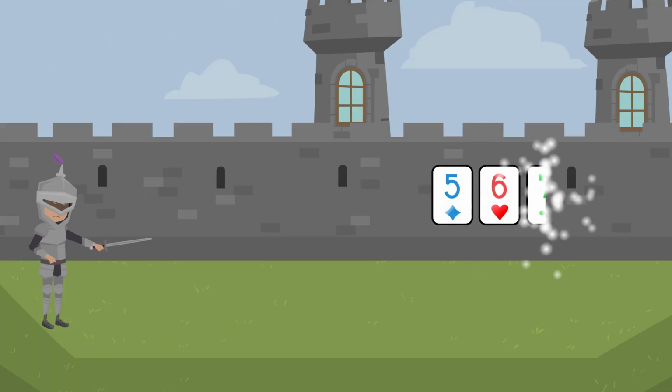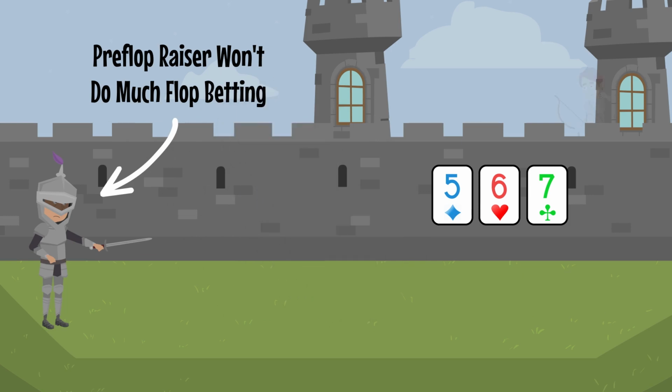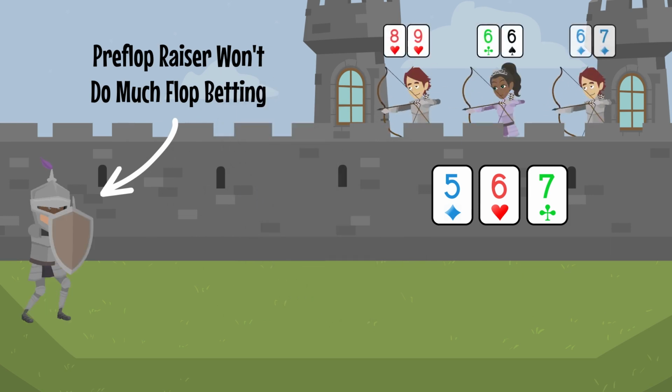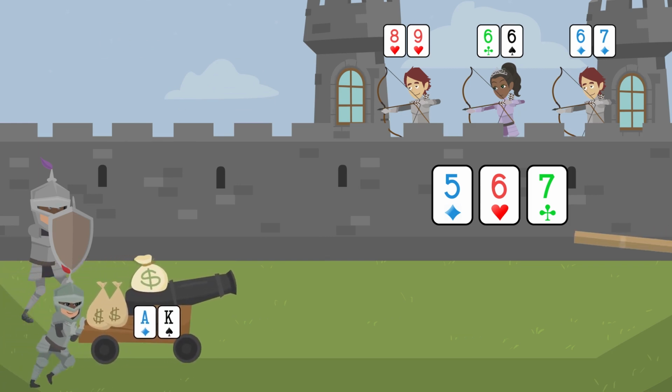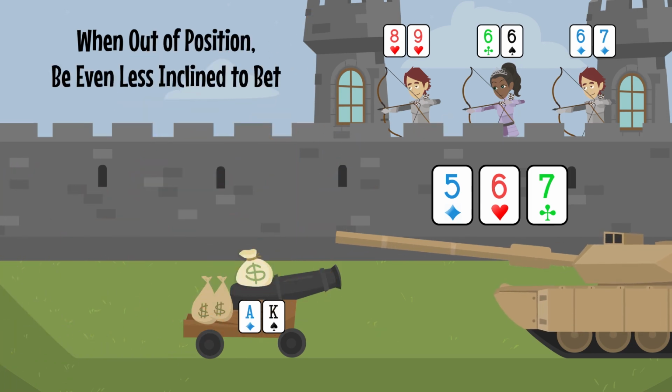Situations where we possess a nut disadvantage are likely to be spots where we won't do much flop betting at all. This simplifies our decisions. If our opponent has a nut advantage on the flop and we bet a large size with speculative hands, we'll get into tough spots. If we're out of position, we should hardly be betting these flops at all.